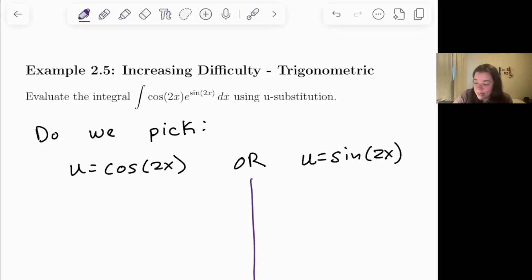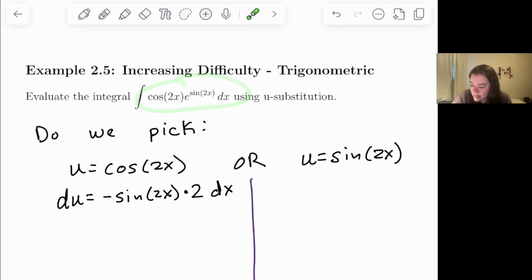so let's say I pick the left side. Let's say I'm going with u is equal to cosine of 2x. So I do my process. I take du, which is the derivative. Derivative of cosine of 2x is negative sine 2x times 2, that's the chain rule, dx. Now, if I'm looking for perfect matchers in my original problem, I see that I only have sine of 2x. So cleanup is required here.